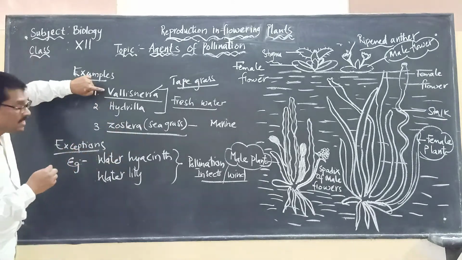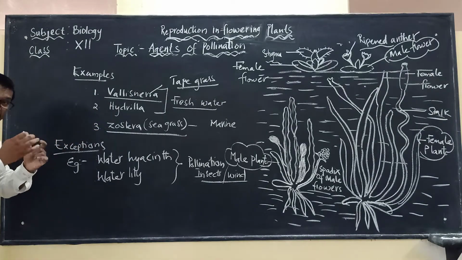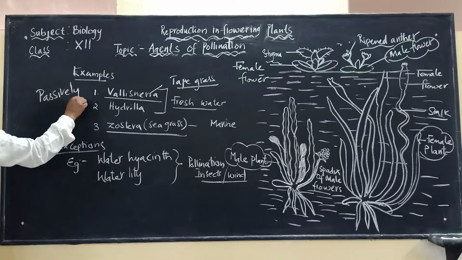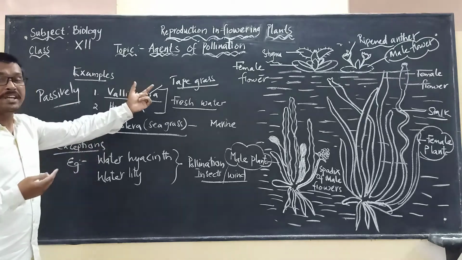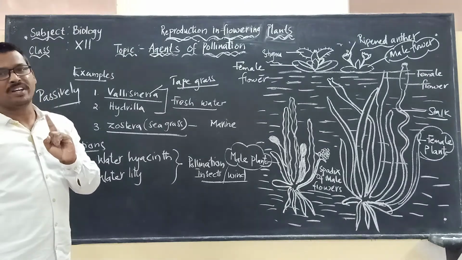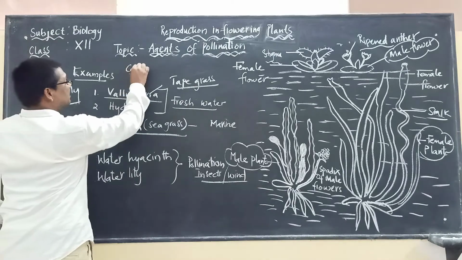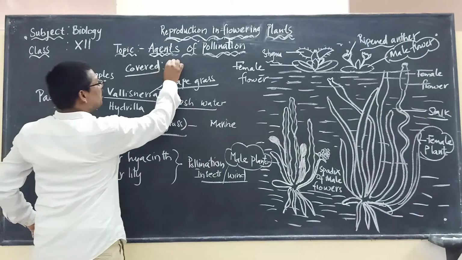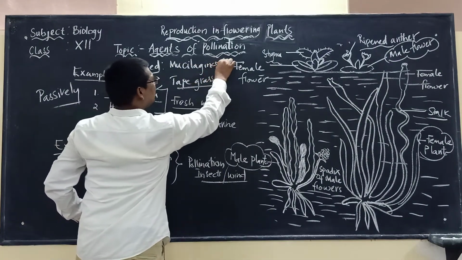But whether it is in Vallisneria, Hydrilla or Zostera, the pollen grains are carried passively by passive currents of water, and the process takes place. A very important point we have to remember is that the pollen grains that are released are covered by a mucilaginous sheath.